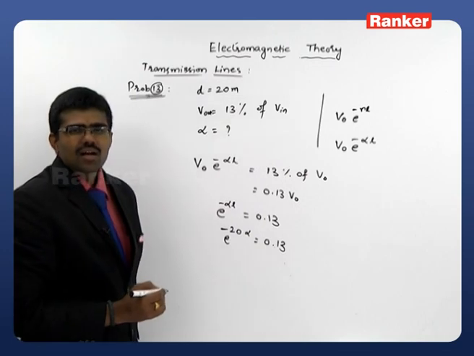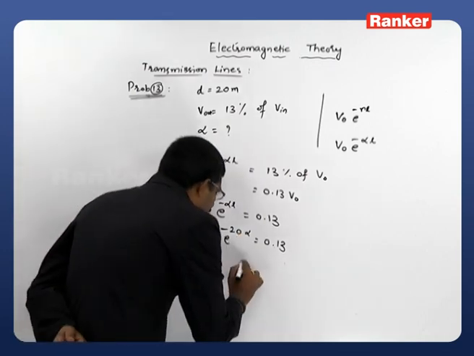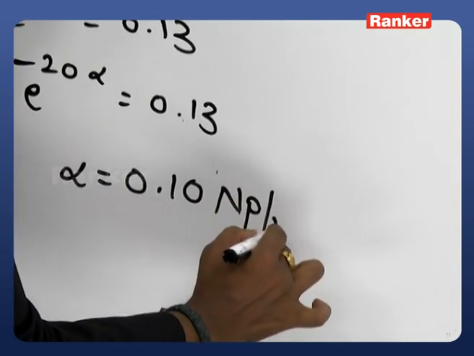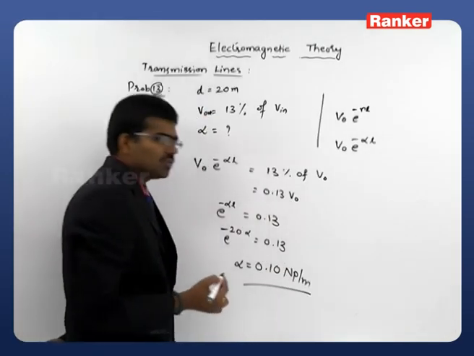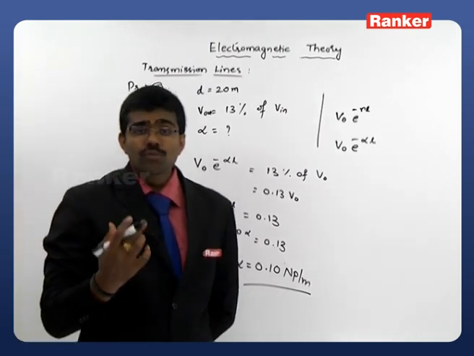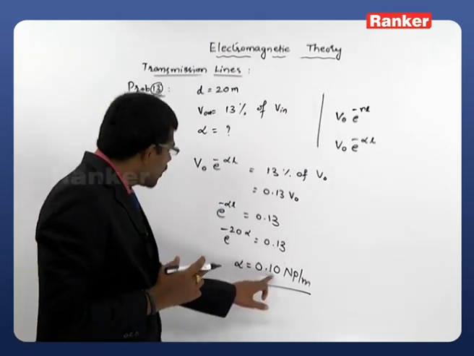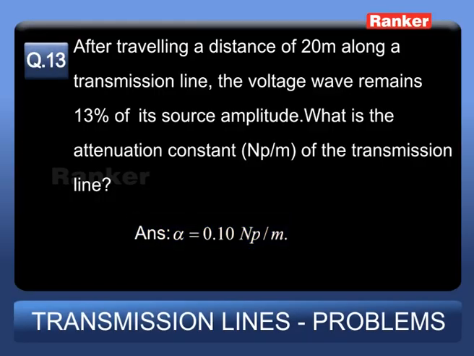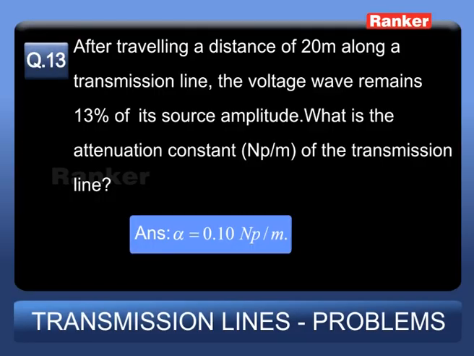Take a calculator and simplify this one. You will get alpha equal to 0.10 Napier per meter. So whenever you are asked to enter the value of alpha, simply enter 0.10, as it was asked in Napier per meter. The answer is 0.10. That is the solution.